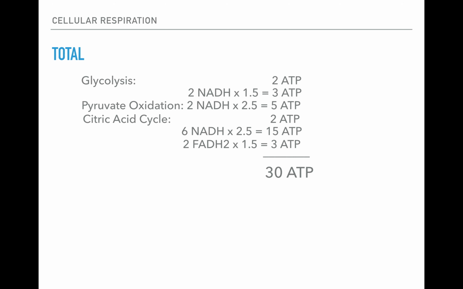So in total, we have 2 ATP and 2 NADH from glycolysis, resulting in a total of 5 molecules of ATP from glycolysis. 2 NADH were produced in the oxidation of pyruvate. The remaining 8 NADH from the rest of cellular respiration generate 20 ATP. The 2 FADH2 generate 3 ATP, giving a total of 30 ATP.